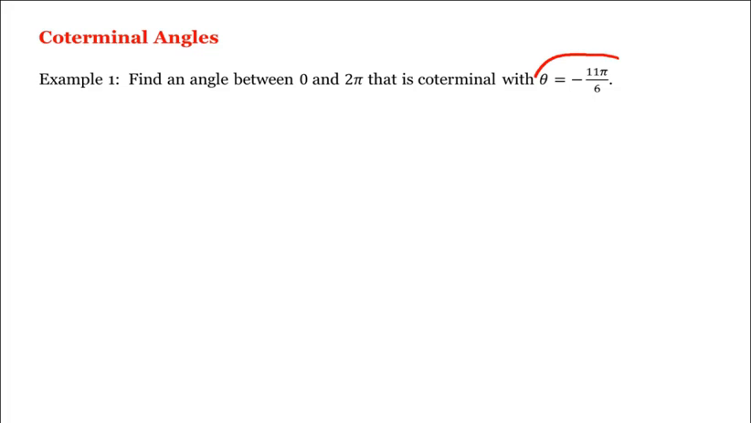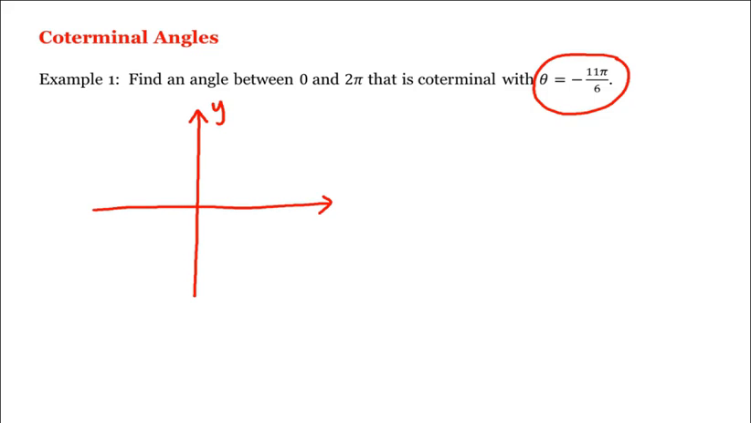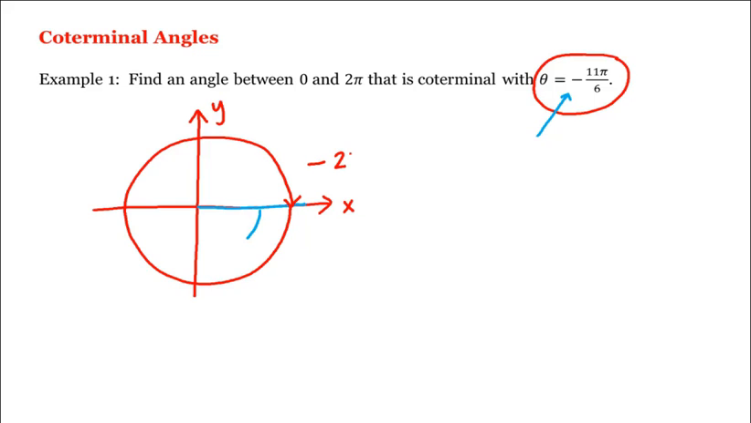So let's sketch our angle here in standard position. Now, an angle is in standard position when its initial side is on the positive x-axis. And because our angle here is negative, that means that we're going to start rotating in the clockwise direction. But how far are we going to go? Well, one complete revolution in the clockwise direction measures negative 2 pi.